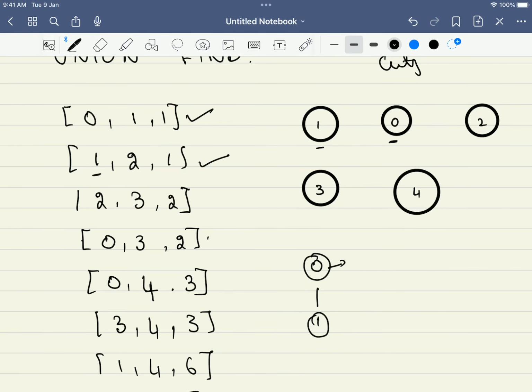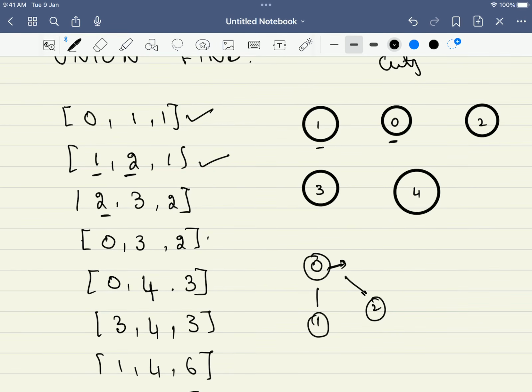What does this mean? 1 and 2 are trying to form a correlation. Now the first thing we have to look at is, do 1 and 2 belong to the same group or a different group? Now 2 is an individual person and 1 belongs to a group, but the leader of this group is 0. So what do we do? We associate 2 with this parent, this leader. So now 2's leader will be 0. So this edge is also done.